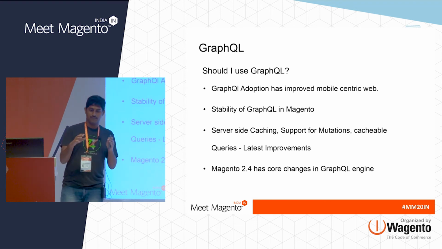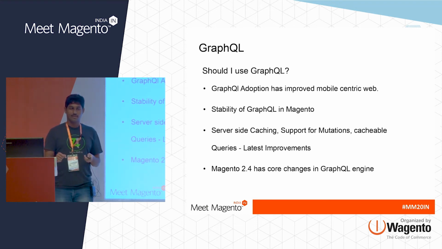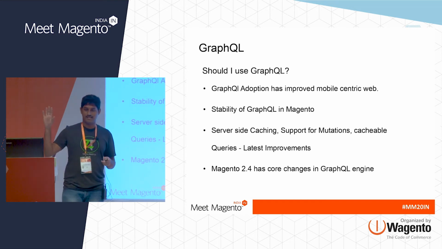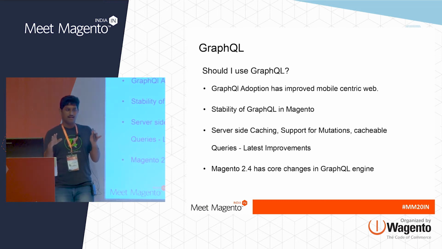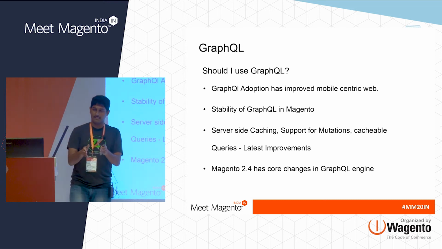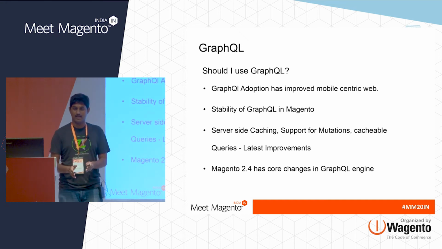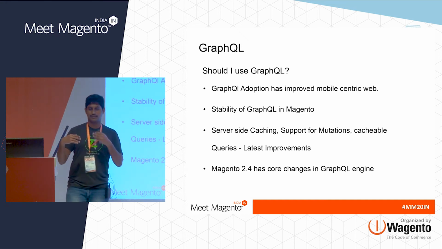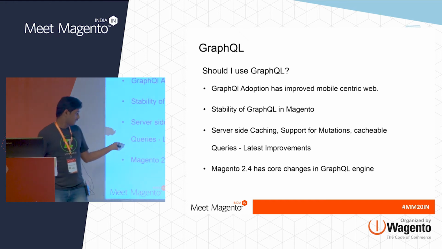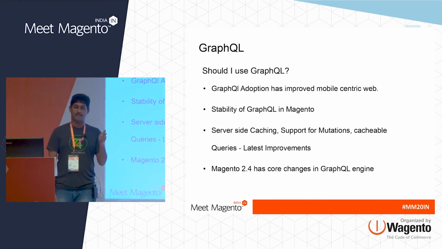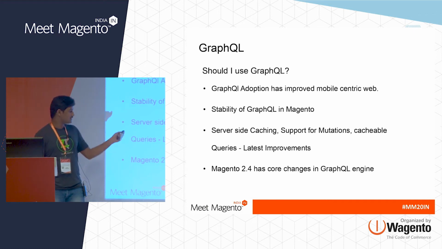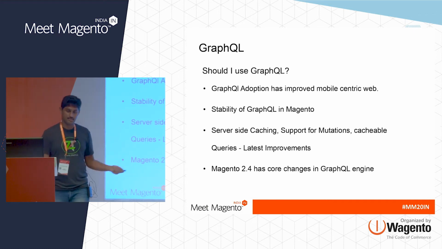Do you remember, how many of you attended the GC's PWA session? You may have seen that Magento doesn't have an intermediate layer, that is, a middleware between the backend and the front end, right? But in 2.4 we will have a middleware, and we will discuss it at the end of the presentation.